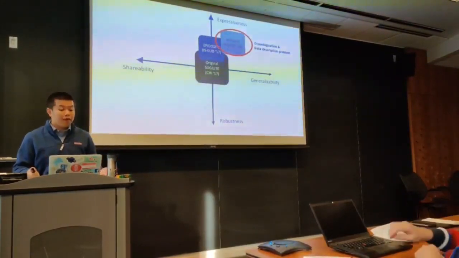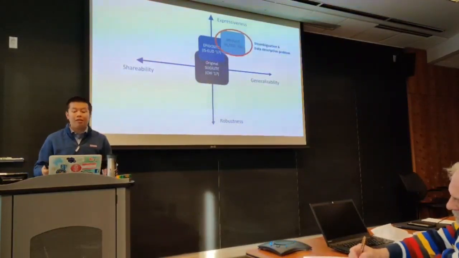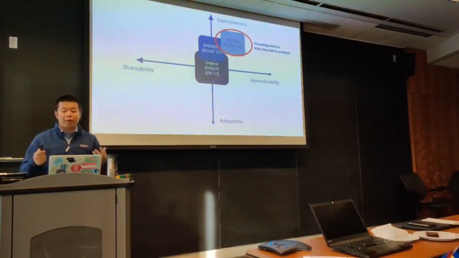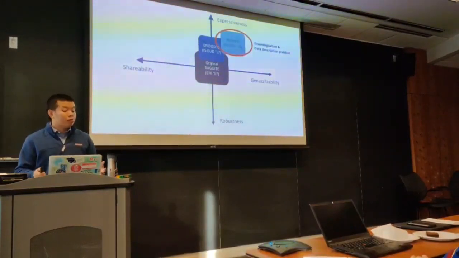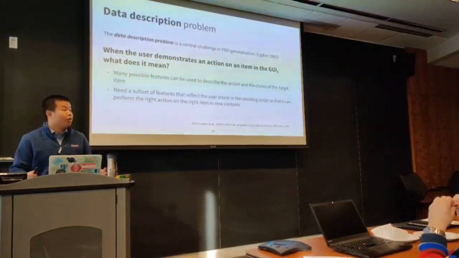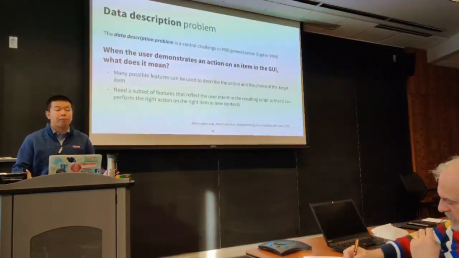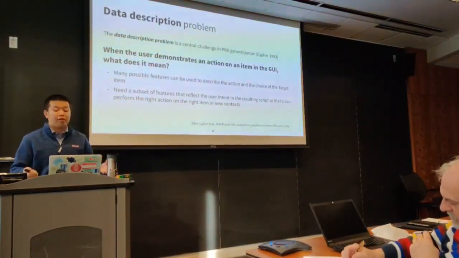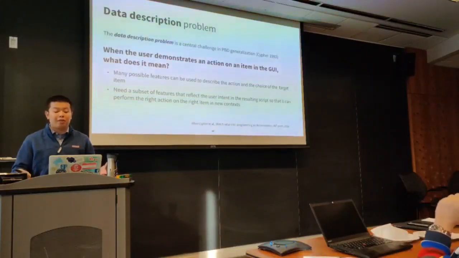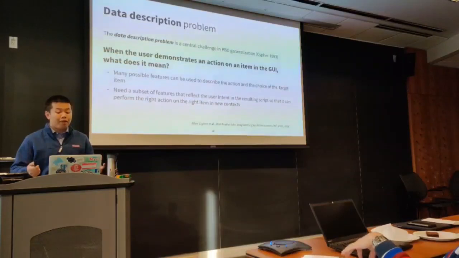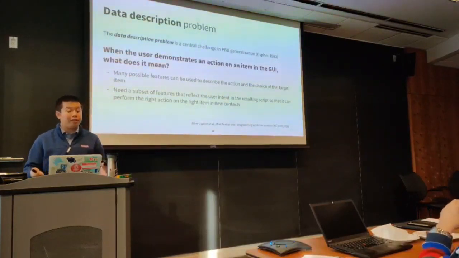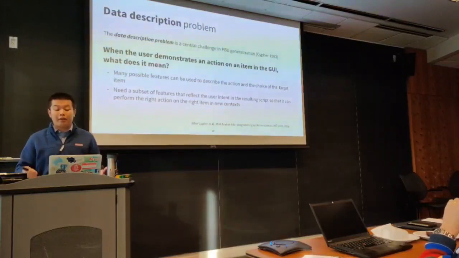Then the next follow-up work we did was a component called APPINITE. It's a new interface for inferring the user's intention for demonstrated actions to support the development of more expressive and more generalizable scripts. This work was published at VL/HCC 2018. In programming by demonstration, a central challenge is called the data description problem. It's about the question, when the user demonstrates an action, what does it mean? When the user demonstrates an action, there are many possible features that can be used to describe the action and the target item. In order to represent this action in a way that can be replayed correctly in different contexts, the system needs to determine a subset of features that can reflect the user intent.